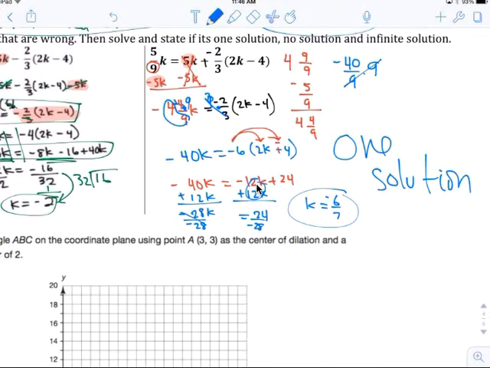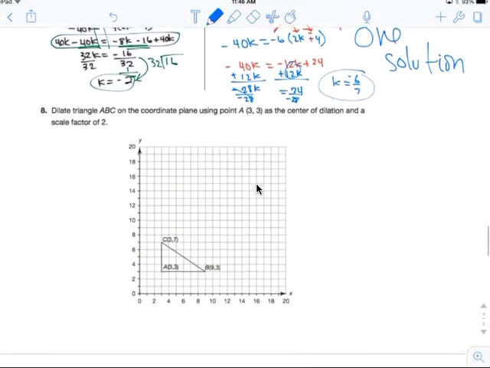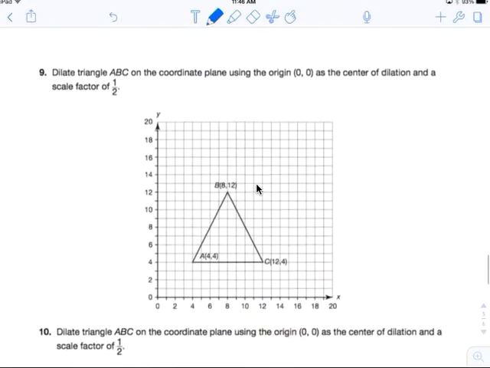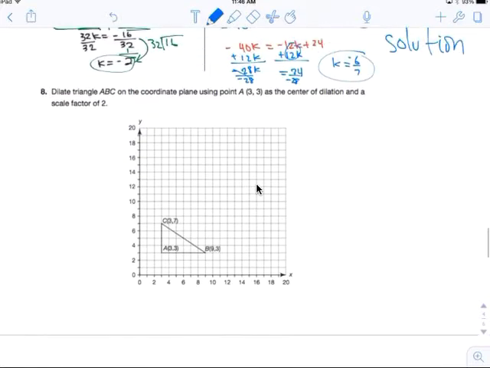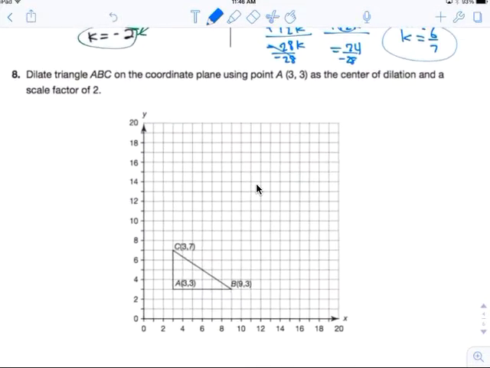Okay? Now, okay, let's do this. Center of dilation, triangle ABC.